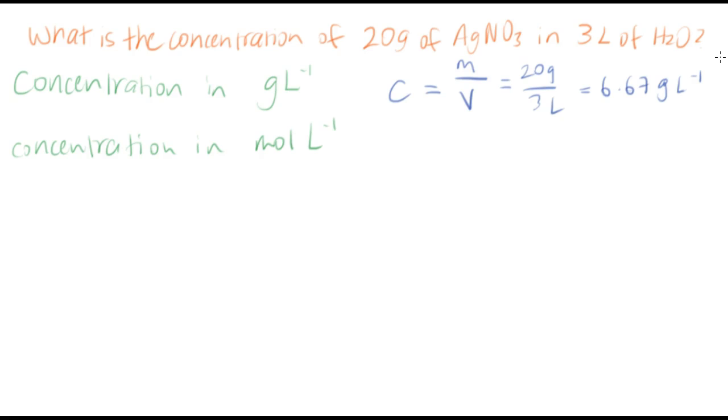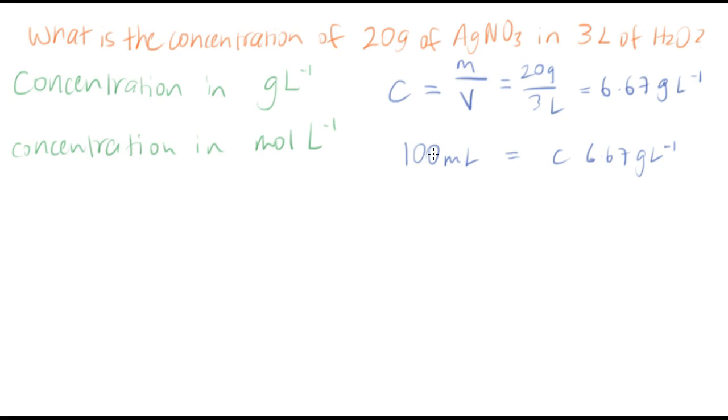Now notice that solutions are homogeneous. When you dissolve something in a solution, generally the amount of solute dissolved per solvent is going to be uniform. So it doesn't matter how much I take out of this solution. For example, let's say from this 3 liters I were to take out 100 mils. That 100 mils, the concentration is still going to be 6.67 grams per liter.